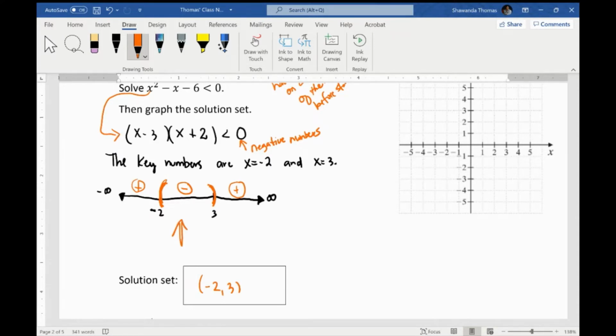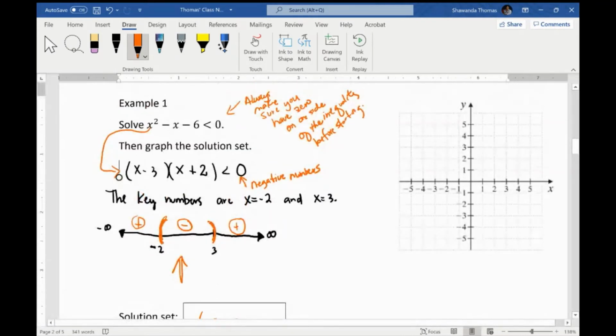All right, let's graph it. What points can we plug in based on what we already found? What points can we plot? -2 and 3. All right, give me the points. Negative 2, 0, and 3, 0. Good. Give me another point that could help us. -2 and 3.